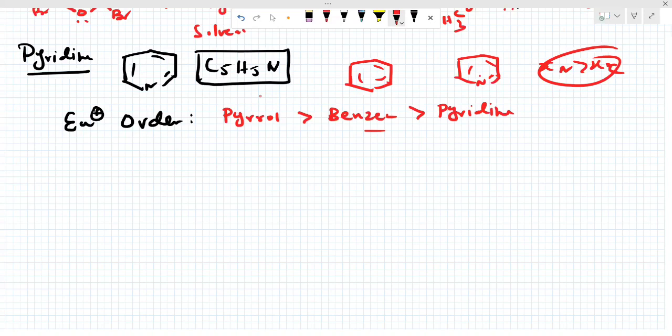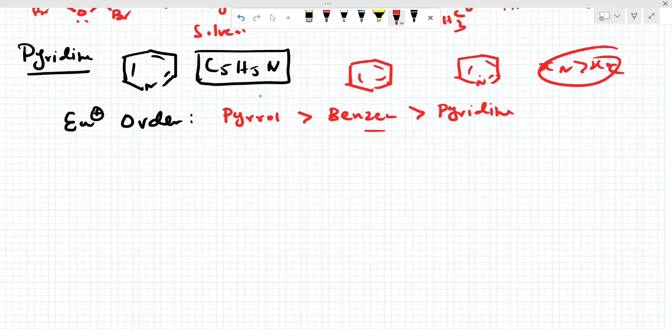In case of pyridine, they have nitrogen. In case of benzene, they have carbon atoms. We know that nitrogen has more electronegativity than carbon. Therefore, pyridine has less electron density as compared to benzene. Due to this, electrophilic substitution takes place in benzene as compared to pyridine. Okay, this is a very, very important reaction.